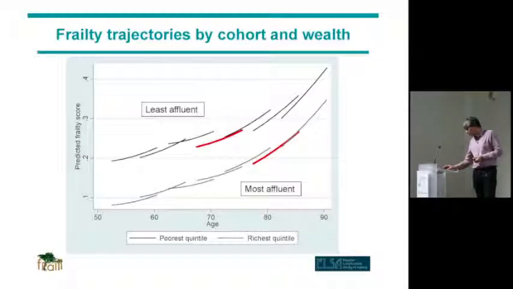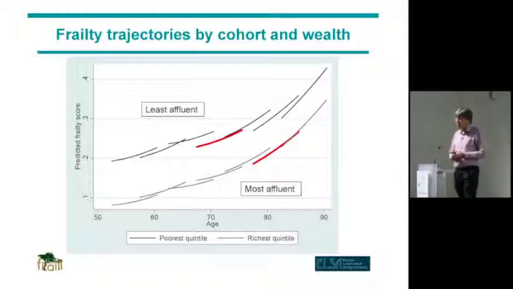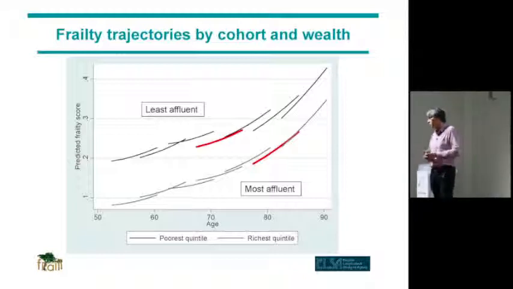Of course, my interest is in inequality. And so what I show here are the same frailty growth curves for the richest fifth of the population and the poorest fifth of the population in England. So the higher lines are the poorest fifth, and as you can see, they're all much higher than the lines for the richer. It's what we'd expect. We know about inequalities in health.